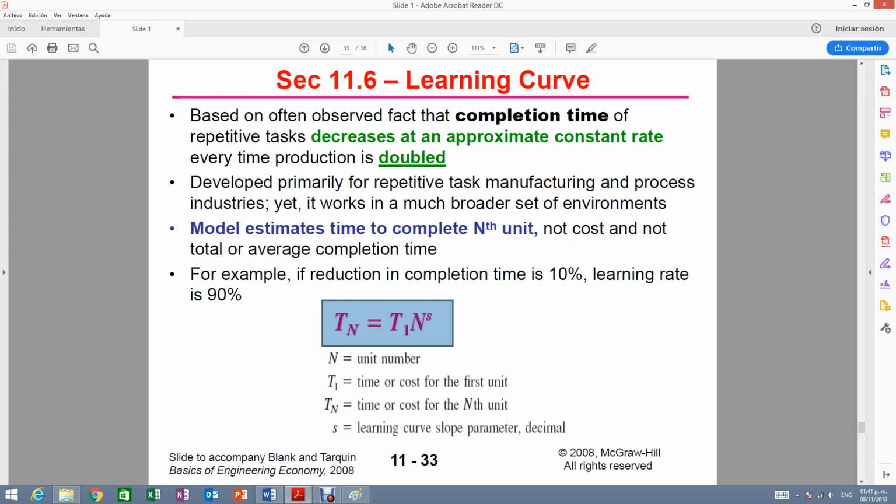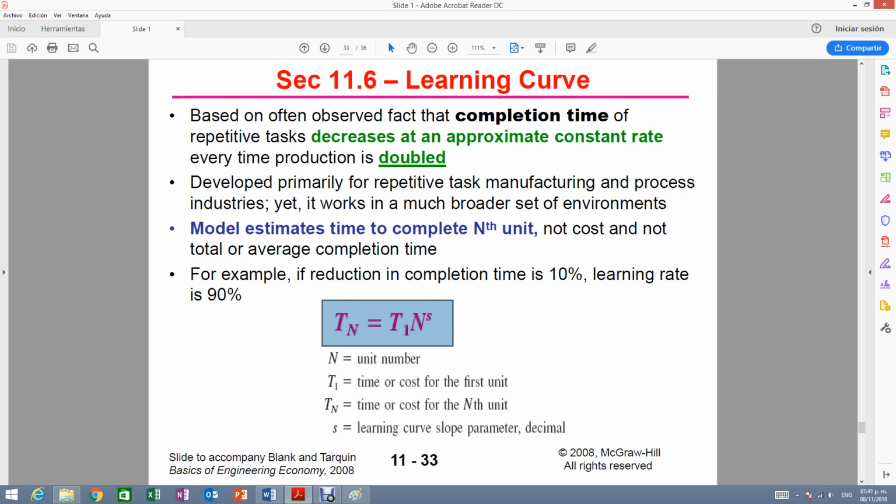Okay, and then we're going to have something called the learning rate. So if you see that the completion time reduction is 10%, it means that the learning rate will be 90. If the completion time reduction is 20%, then the learning rate will be 80. You will always have 100% between the reduction in completion time and the learning rate. The learning rate will be given to you in the problem.